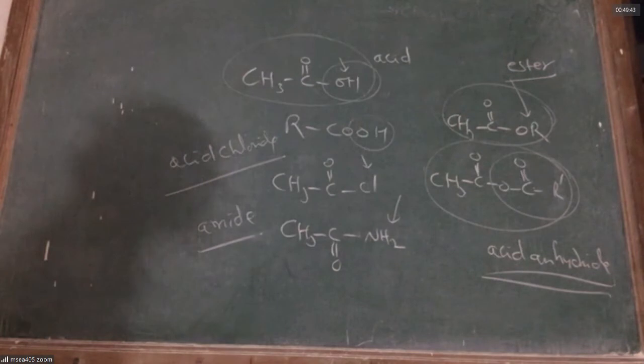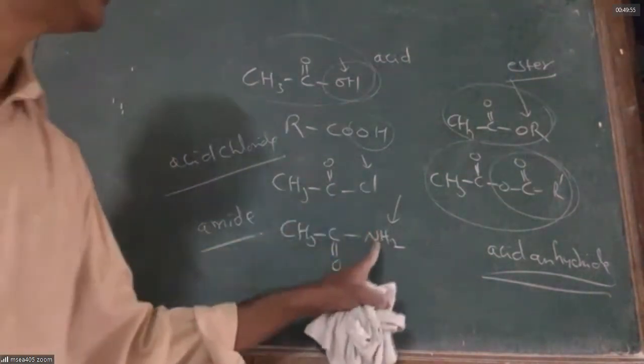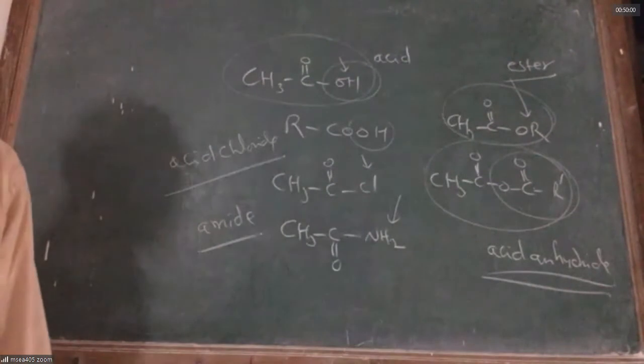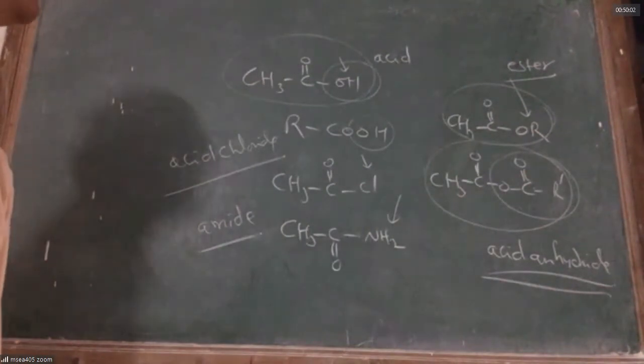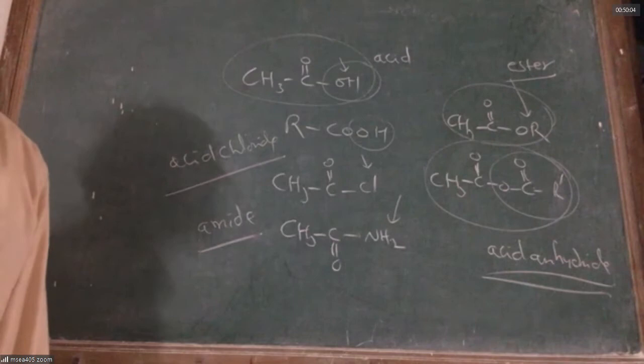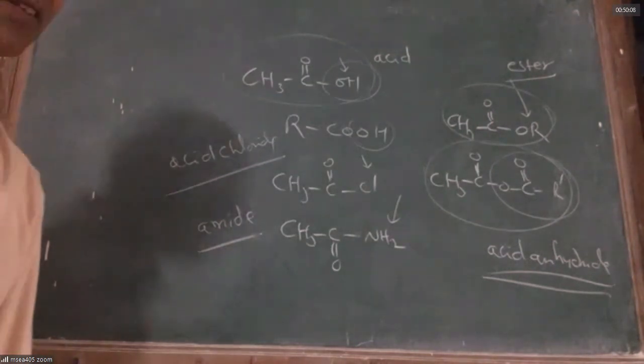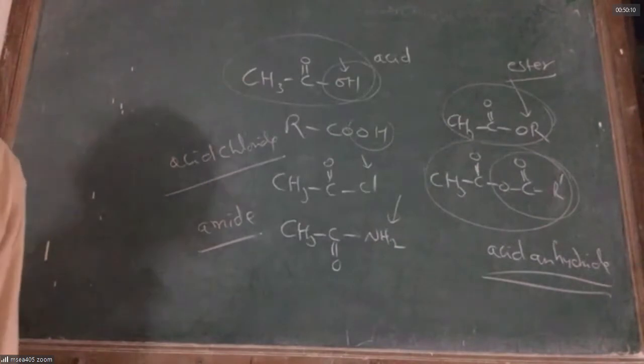Sir, what about sodium acetate? Sodium acetate is not an acid derivative. It is regarded as a salt of acetic acid. Notice, only when OH minus is replaced by Cl, NH2, or RCOO, then it is called an acid derivative. If the OH minus is replaced by ONa, it is not an acid derivative, it is simply a salt. Okay, sir? Yes, sir. Understood.